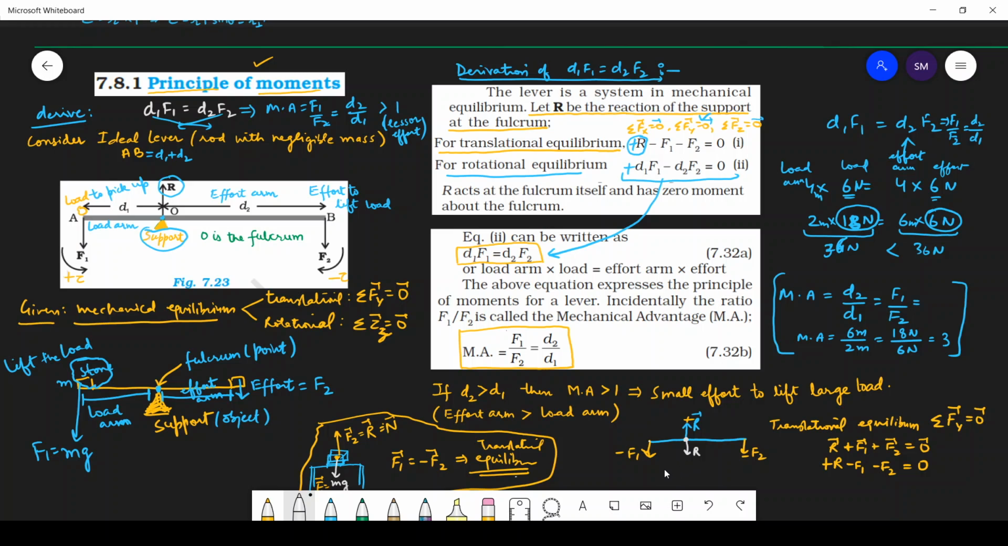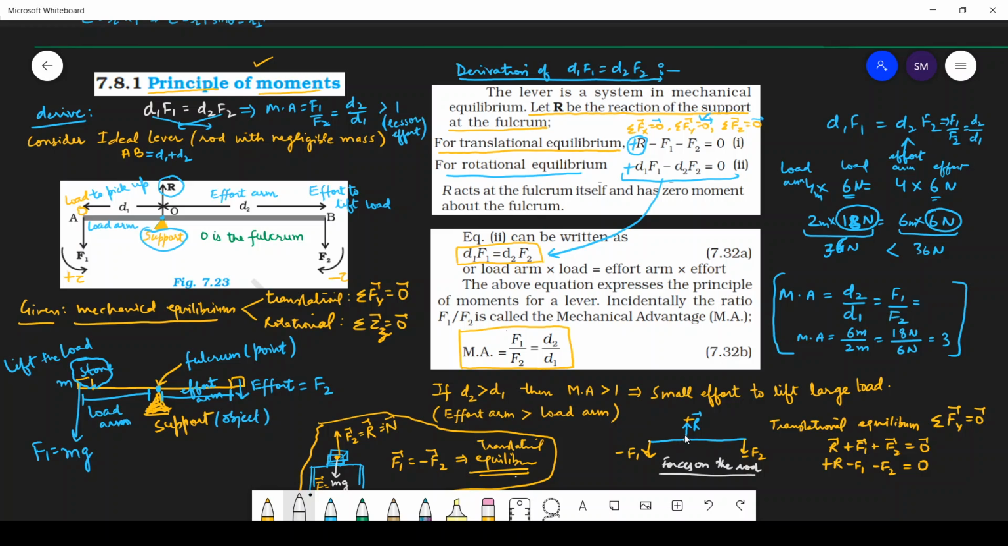But now what you are studying? You are studying the forces on the rod. Forces on the body. That is what you are drawing, na? You are not drawing the force on the support. So don't get confused. There will always be two forces, but which force you want to take?